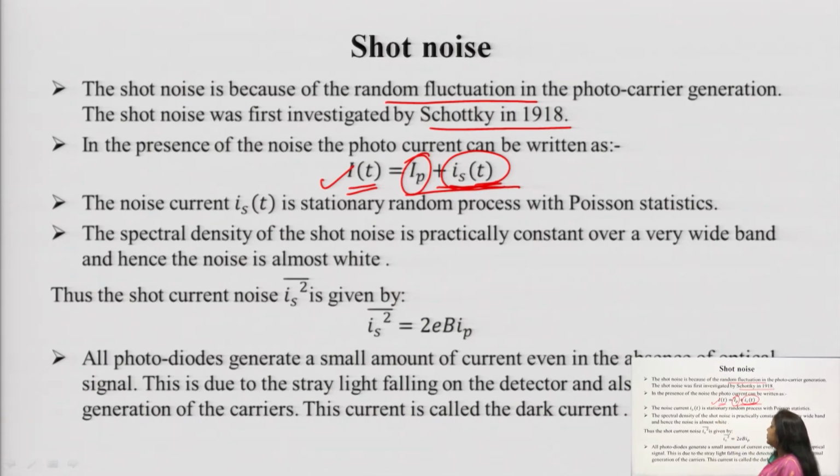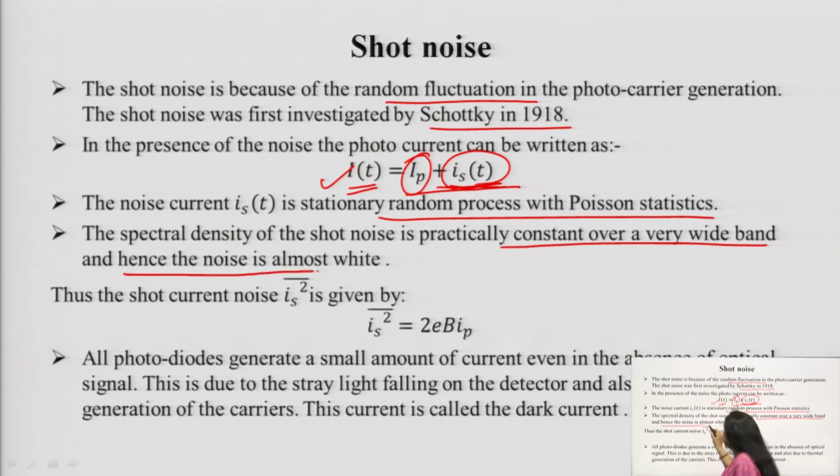The noise current I_SH, which is our shot noise, is a stationary random process with Poisson statistics. So the statistic which follows from this noise is the Poisson statistic. The spectral density of the shot noise is practically constant over a very wide band, and hence the noise is almost white. This represents the white signal, which is already known to you, I think.